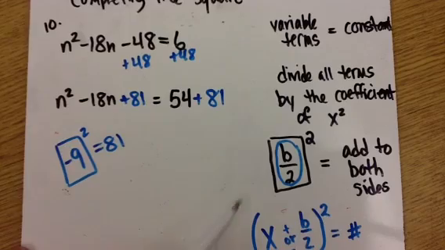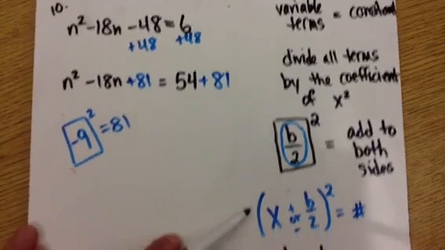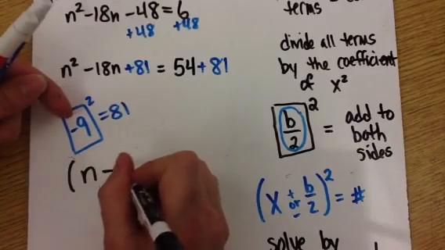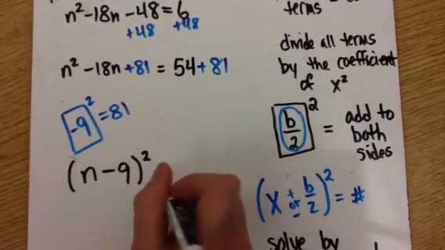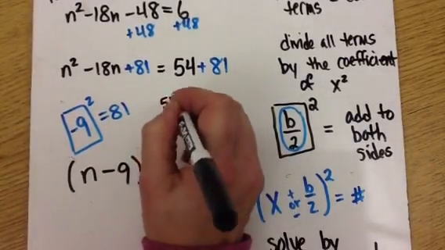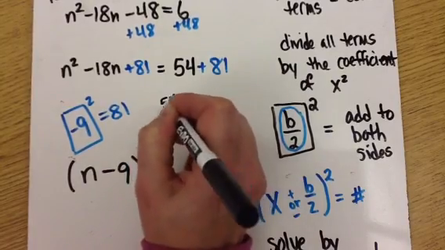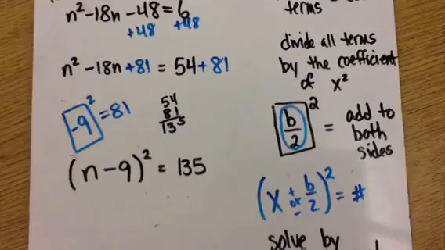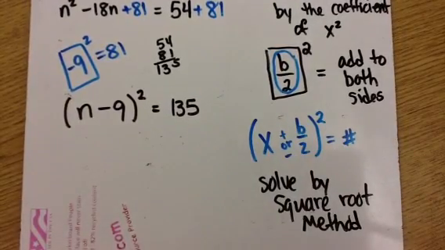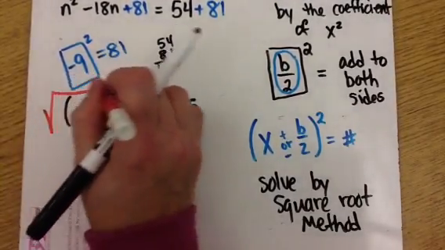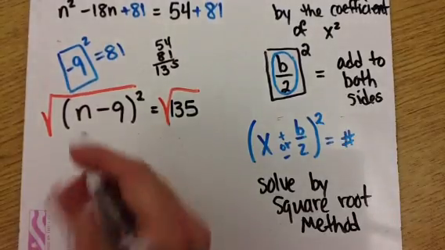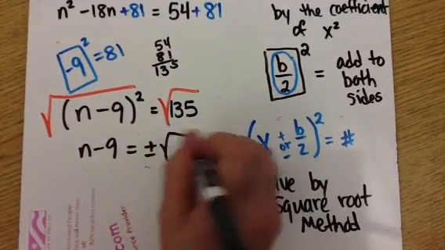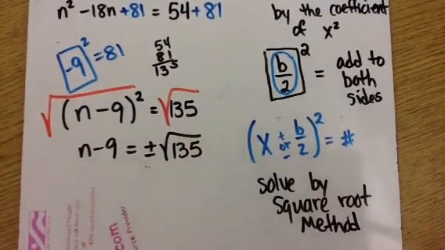So my next step is to factor the left side. So this is going to factor into n, and since it was negative 9, it'll be n minus 9 squared equals, what is 54 plus 81? 135. And then I'll take the square root of both sides. So n minus 9 equals plus or minus the square root of 135.